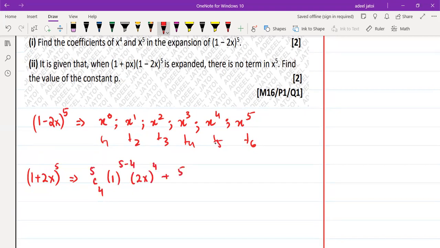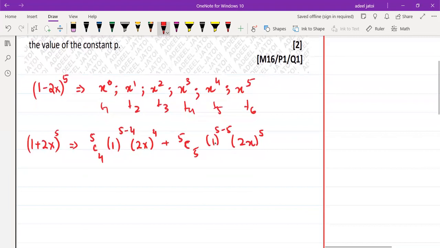Similarly, for term 6, you'll be taking the power as 5. Obviously, you can't have a higher power. When you see that it is 5, then the other power should be 5 as well. So 5C5, 1 to the power 5 minus 5, and (2x) to the power 5. In this way, your x to the power 4 and x to the power 5 will be there.